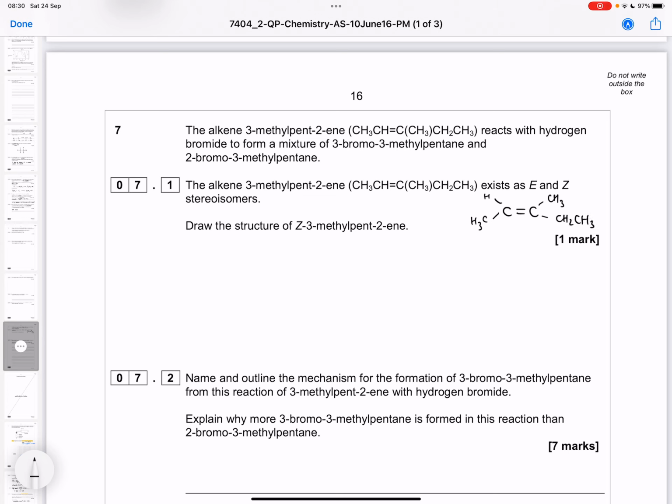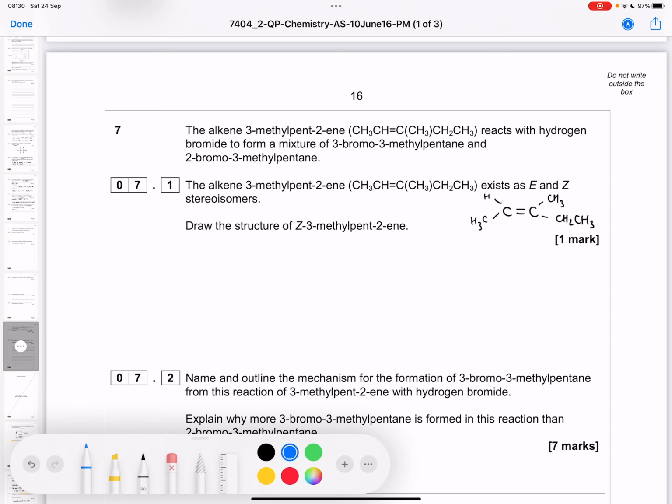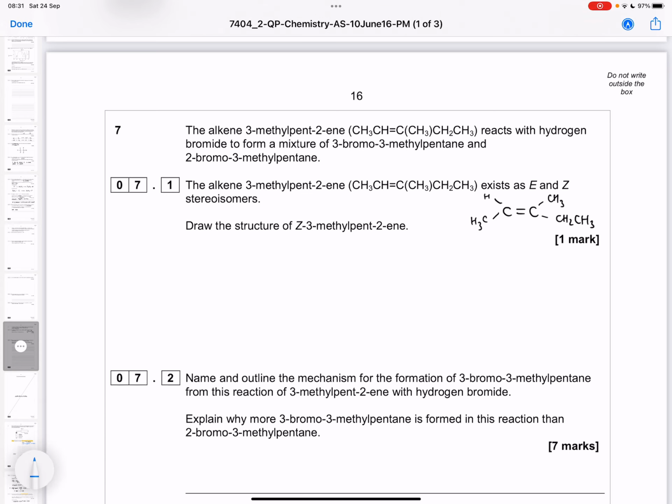Now I'm going to think about the CIP rules. The CIP rules say take each carbon in turn. So I'm going to take this left hand carbon and look at what's attached. This has atomic number 1, hydrogen, and carbon has atomic number 6, so this has highest priority. Then I'm going to look at the right-hand side carbon. They're both a carbon, so they're both number 6, so I'm going to move along the chain. Hydrogen is 1. First point of difference is we've got a second carbon, so this is the highest priority.